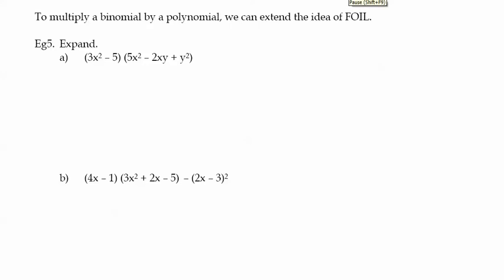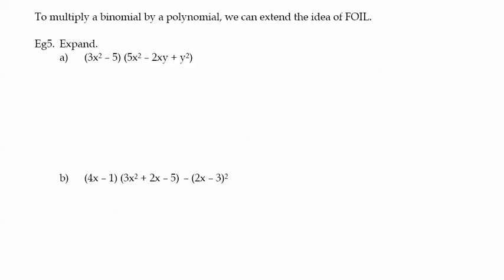We saw in the previous example how to expand a product of two binomials using FOIL. Starting with the first term, you multiply it to the second bracket, and then you move on to the second term times it to the second bracket.